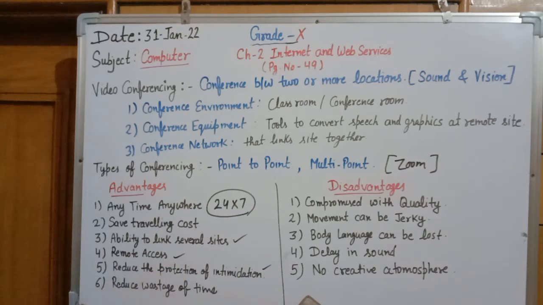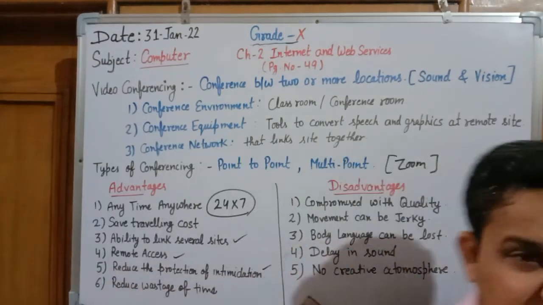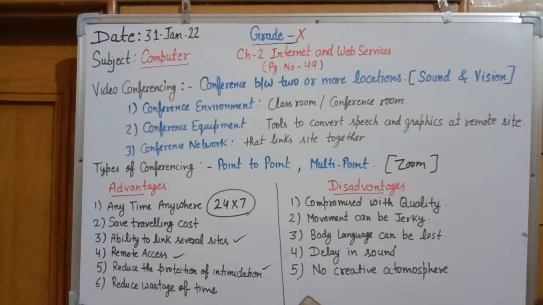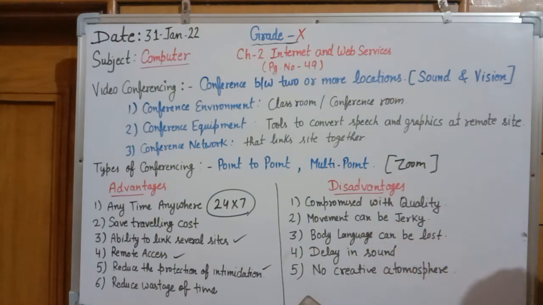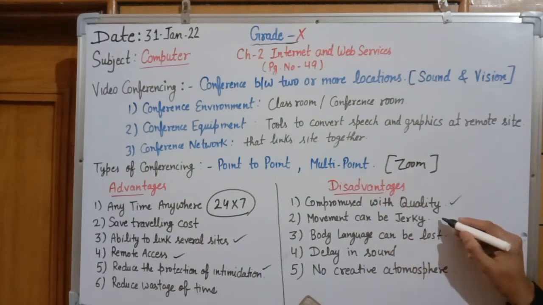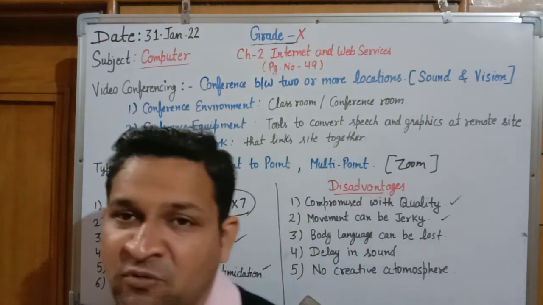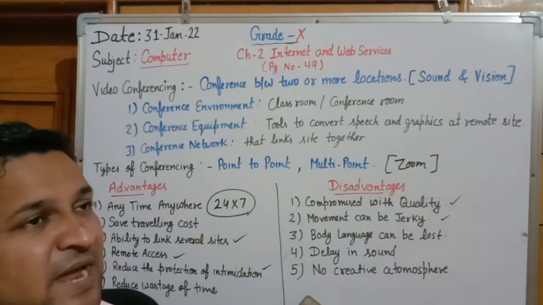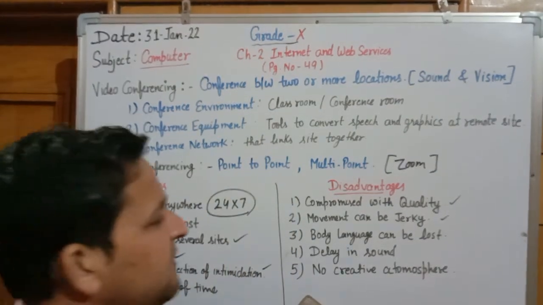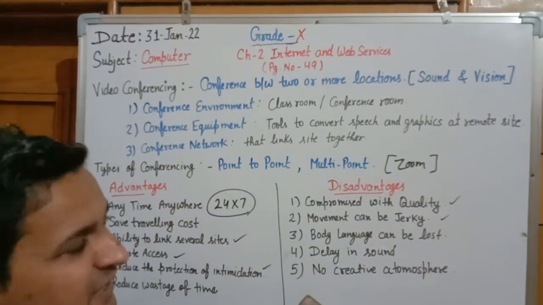If there is some mismanagement, advantages will convert into disadvantages. So the first disadvantage is compromised quality. Sometimes due to poor network quality and less bandwidth, we are not able to provide good quality graphics or audio. Movement can be jerky, like this, I am moving in class time, like this I am moving while teaching. So an efficient picture will not be provided. It will be jerky. It will not be attractive.